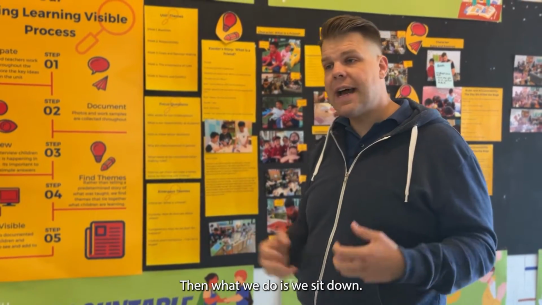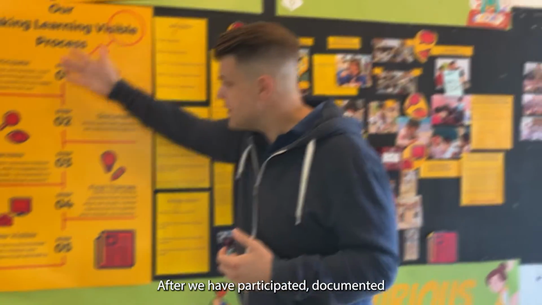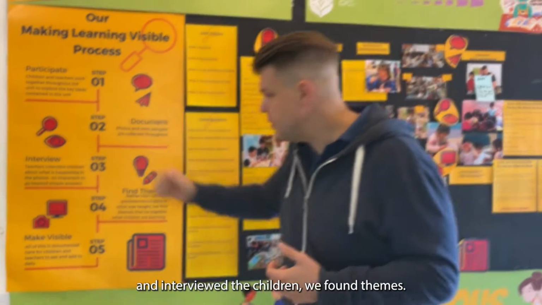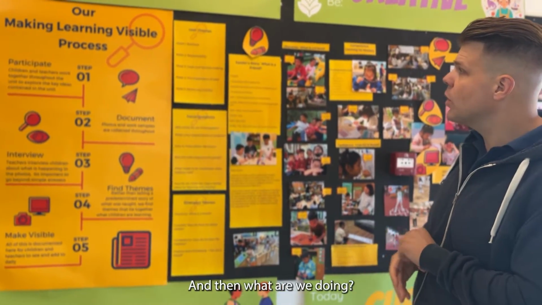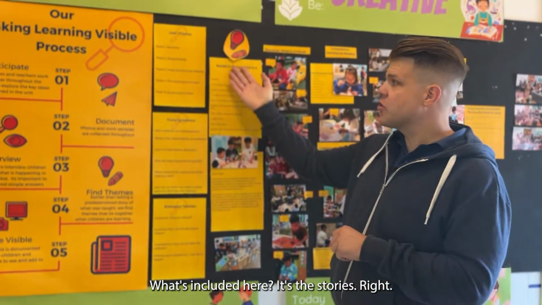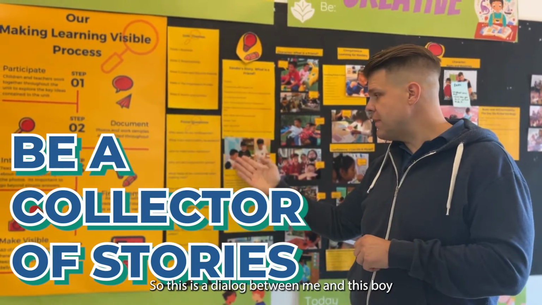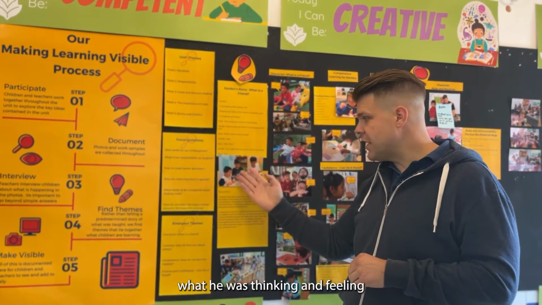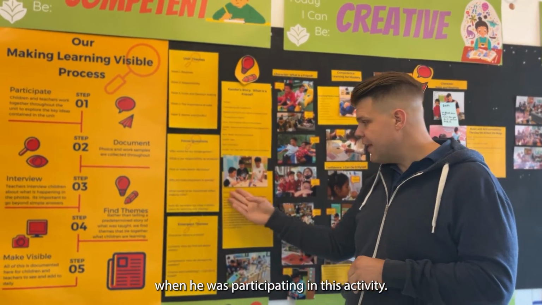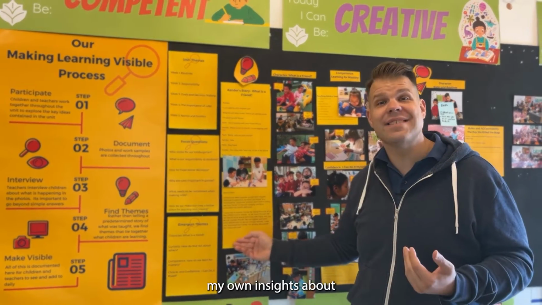Then what we do is we sit down after we have participated, documented, and interviewed the children. We found themes, and then we're making it visible here. And then what are we doing? What's included here? It's stories, right? So this is a dialogue between me and this boy talking about what he was thinking and feeling when he was participating in this activity. And then I have sort of distilled out my own insights about that.